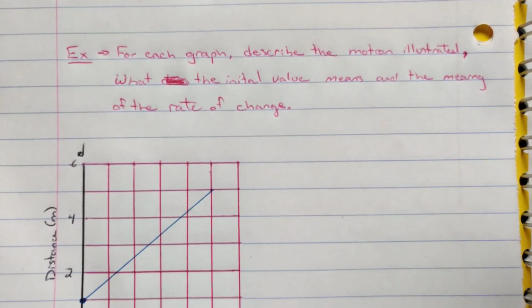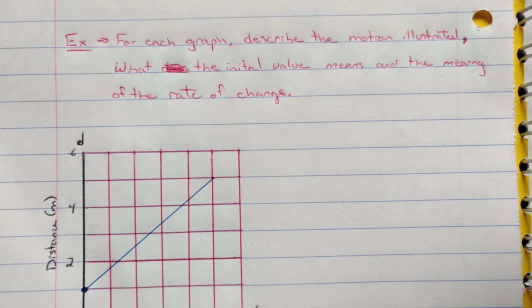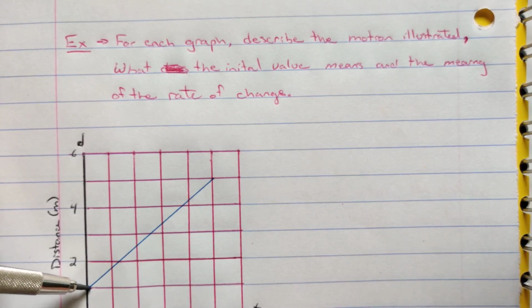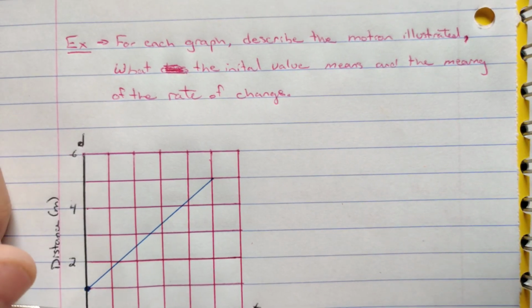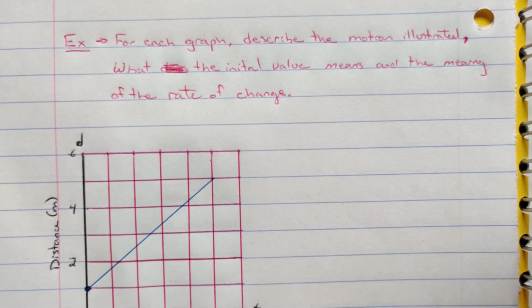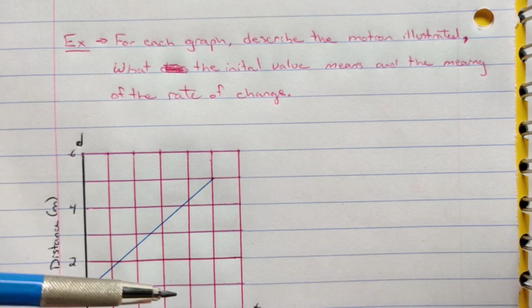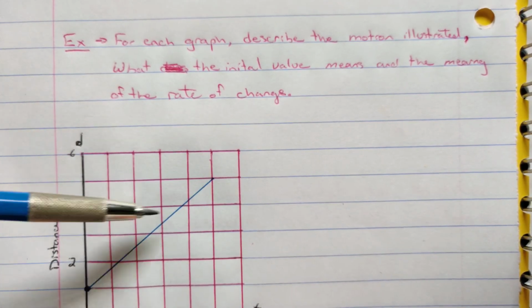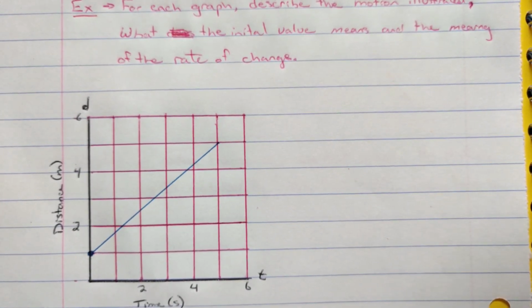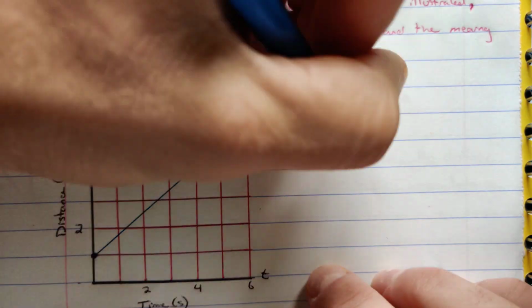So an example working with this. For the graphs given, just describe the motion illustrated, what the initial value means, and the meaning of the rate of change. So here we have someone who is starting at 1 meter away from whatever measurement we're using. So the initial point, starting 1 meter away, and then travels for 5 seconds, and it's a straight line, so the speed's going to be constant because the rate of change is the speed. So how would we describe this motion?